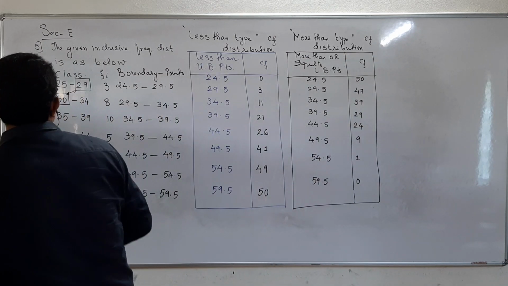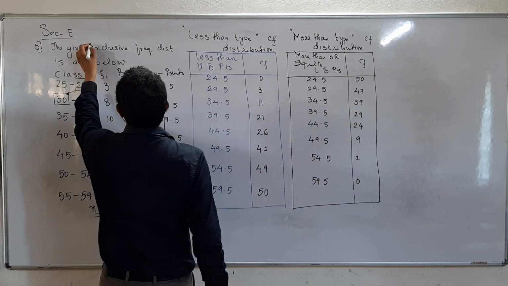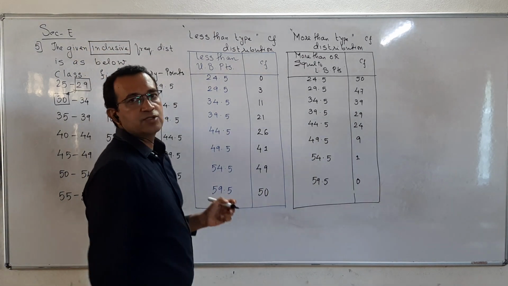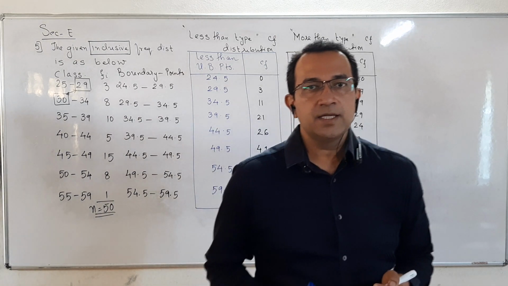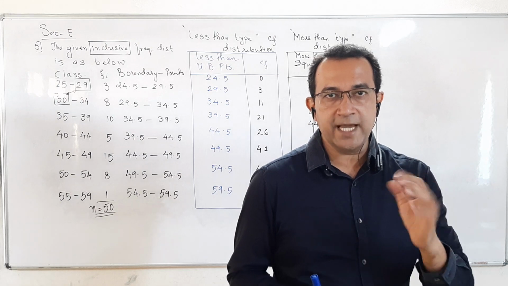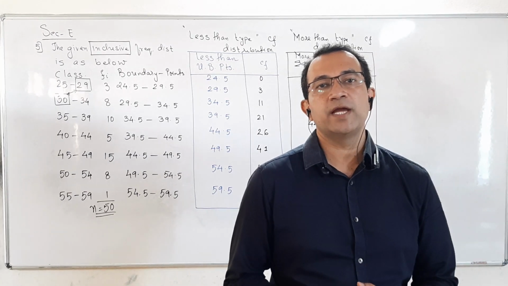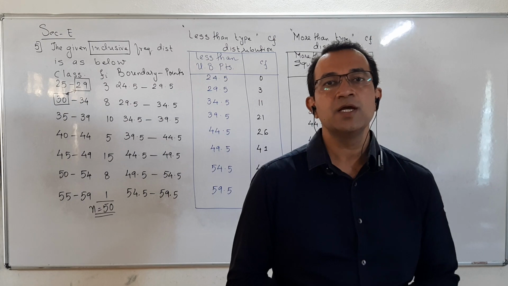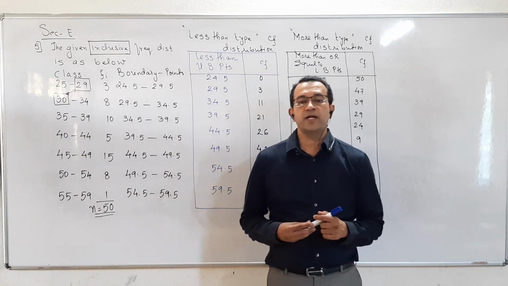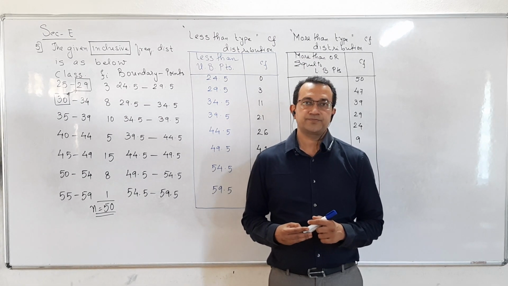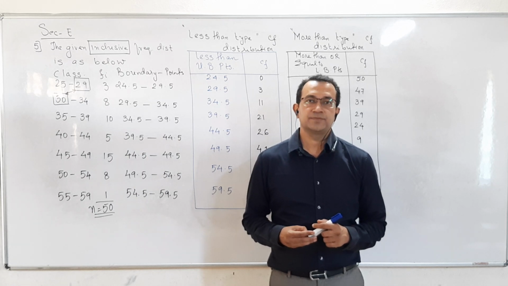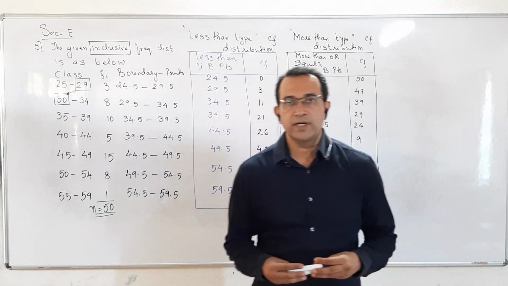Remember this, students: here we have an inclusive frequency distribution. Whenever we have an inclusive frequency distribution, we compulsorily have to find the boundary points. The corresponding boundary points we have already found out. This is how we do the sum. So I think all of you have understood.